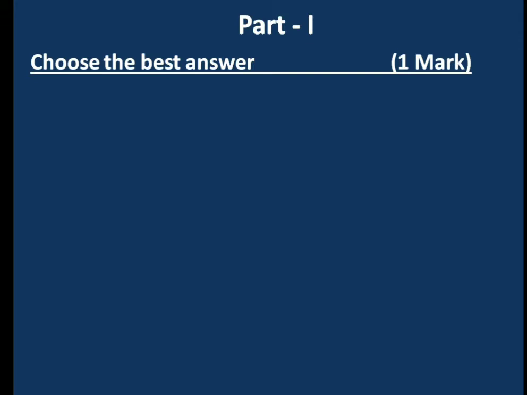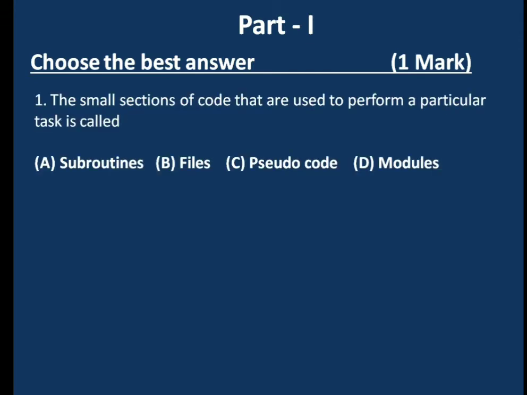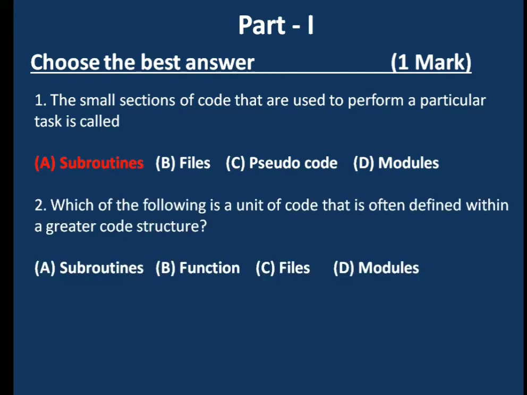Choose the best answer. This is one more question. The small section of code that is used to perform a particular task is called: subroutines, file, pseudocode, or modulus. The answer is subroutine.